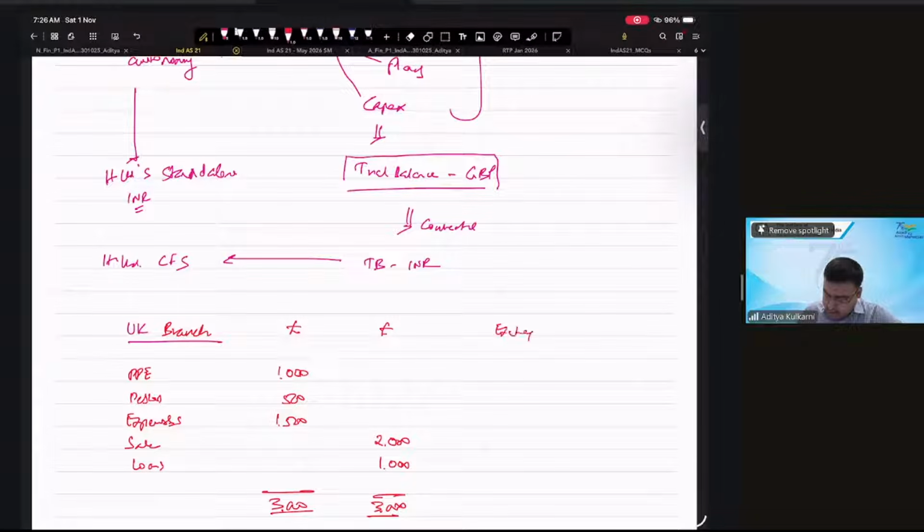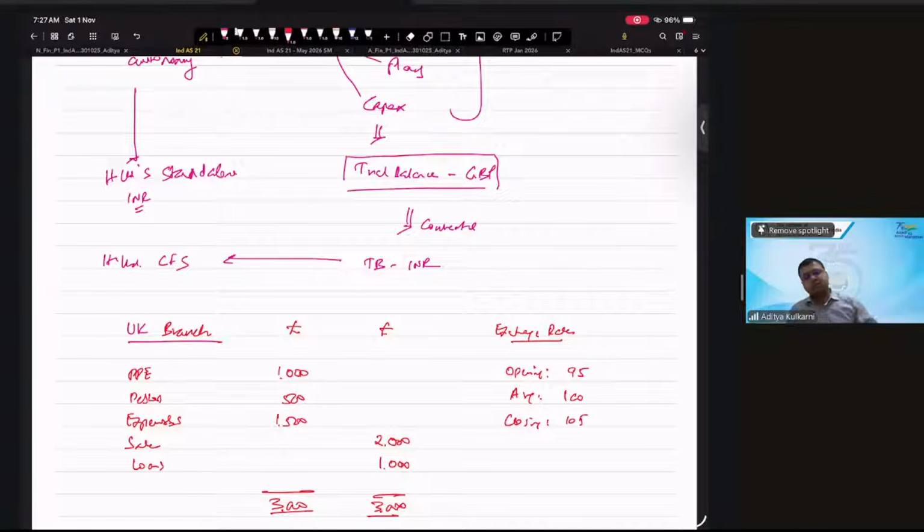Exchange rates: opening 95, average 100, closing 105. So these are the exchange rates which are available for the UK branch. Now, how do I convert? Which rates do I use and for what do I use?